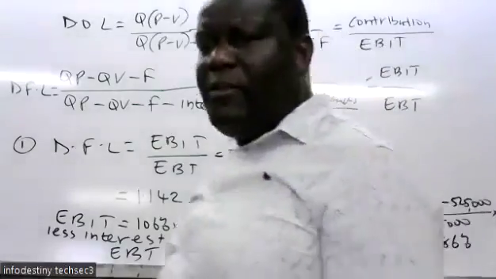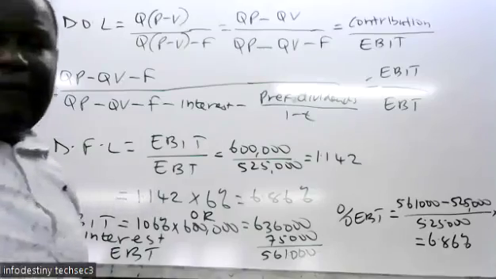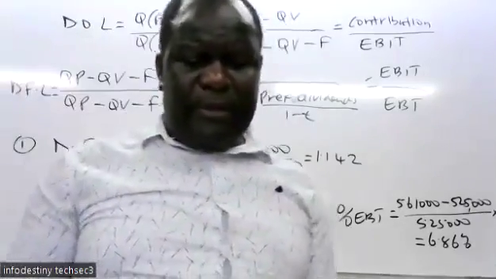So we have finished the Roman letter 1. Let us now go to the Roman letter 2. Roman letter 2 is about the percentage earnings before interest and tax. If the sales increase by 10%.